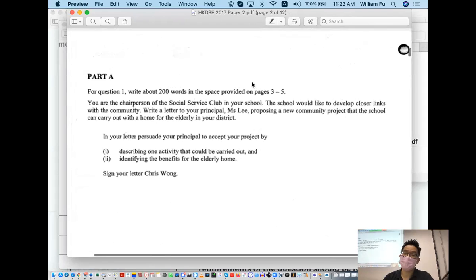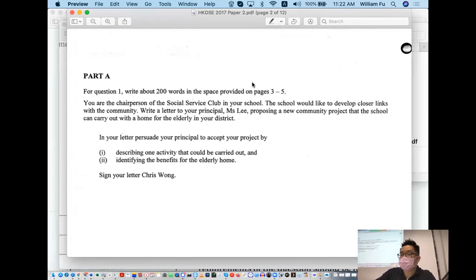They read the topic. Now you are the chairperson of the social service club in your school. The school would like to develop closer links with the community. Now write a letter to your principal, Ms. Lee, proposing a new community project that the school can carry out with a home for the elderly in your district. In your letter, persuade your principal to accept your project by, number one, describing one activity that could be carried out, and number two, identifying the benefits for the elderly home. Sign your letter, Chris Wong.